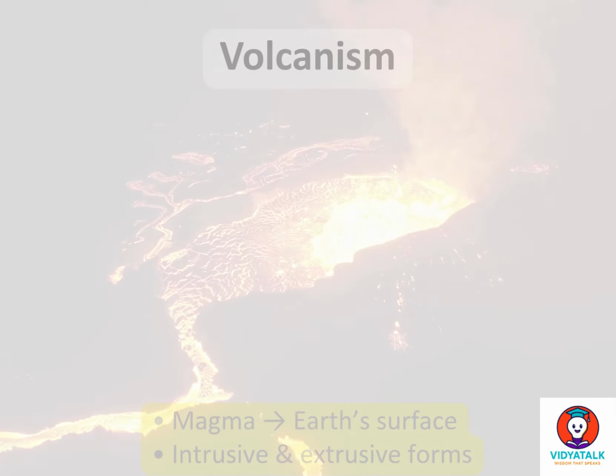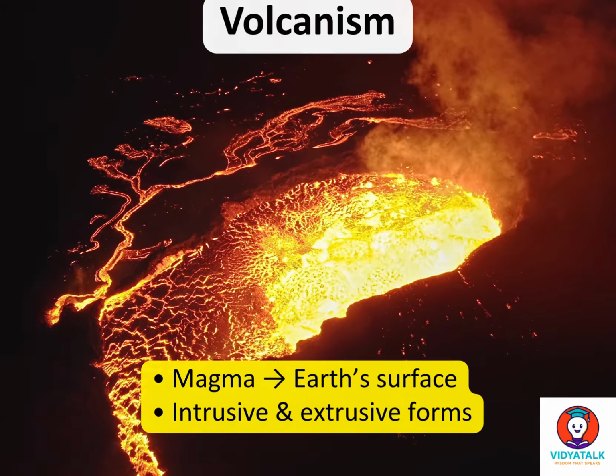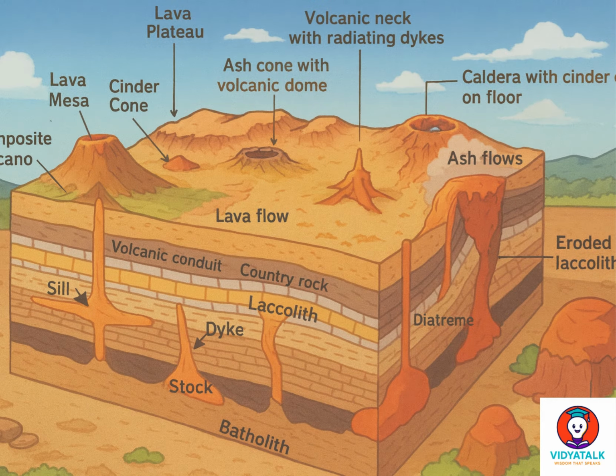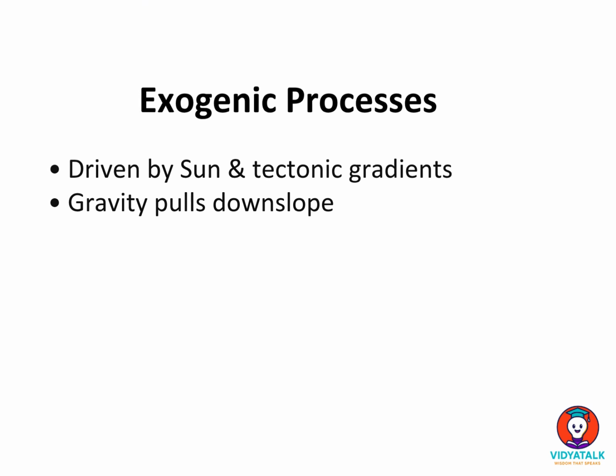Volcanism. Volcanism is the movement of molten rock, or magma, towards or onto the Earth's surface. It forms both underground, intrusive, and surface, extrusive volcanic landforms.